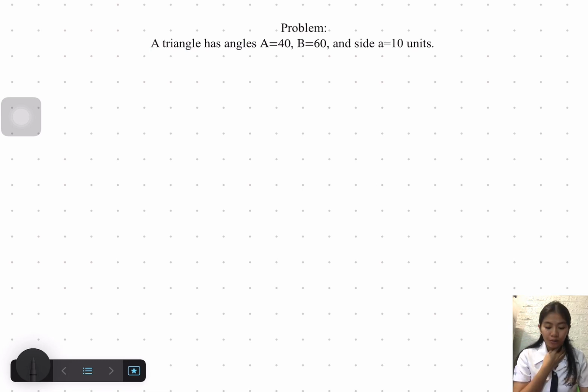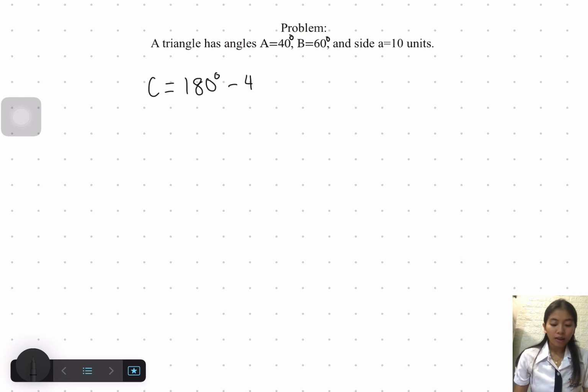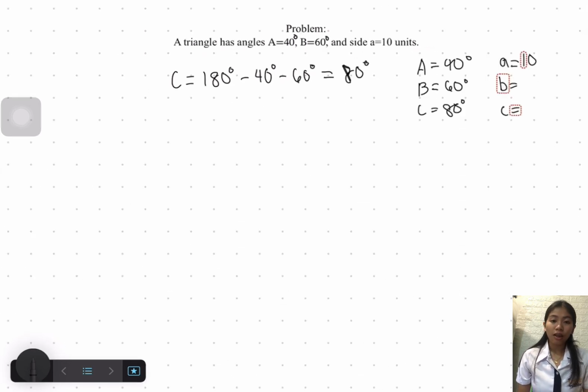Now let's move on to the law of sines. We have here a problem: a triangle has angles A equal to 40 degrees, B equal to 60 degrees, and side a is 10 units. Obviously, the angle that is missing is C. So we can subtract: 180 minus 40 minus 60 is equal to 80. Therefore, that is our angle C. Next, we need to find the other sides, which are b and c.